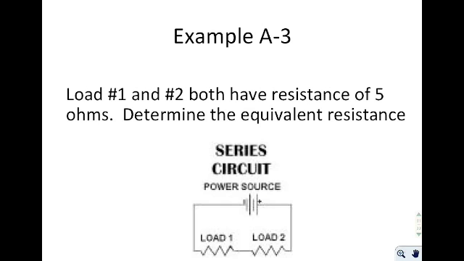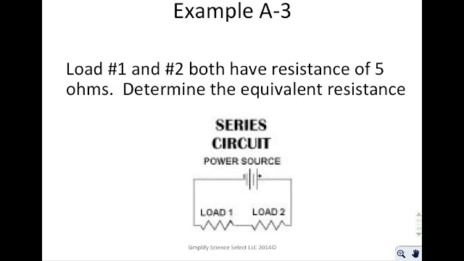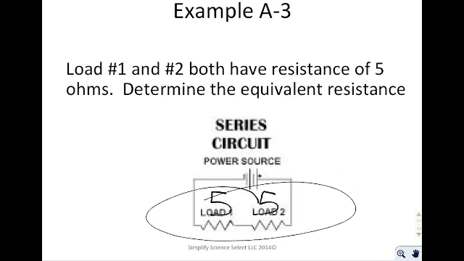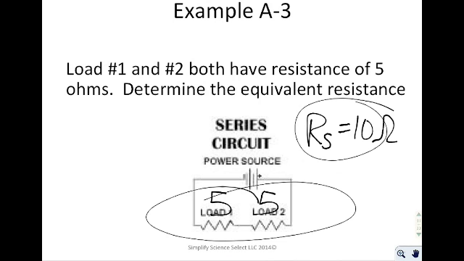The final example we have here says load 1 and load 2 both have resistances of 5 ohms. Determine the equivalent resistance. So you've got two resistors, they're wired in series, 5 ohms, 5 ohms. You should be able to easily tell me that the resistance in series is going to be 10 ohms. Finding the resistance in series is the first step. We're going to be able to find the current and the voltage and all those other things, but you need to be comfortable with the idea of finding the resistance in series to begin with.